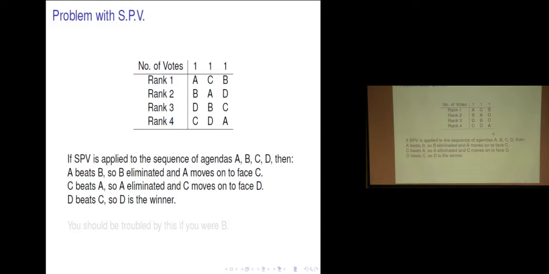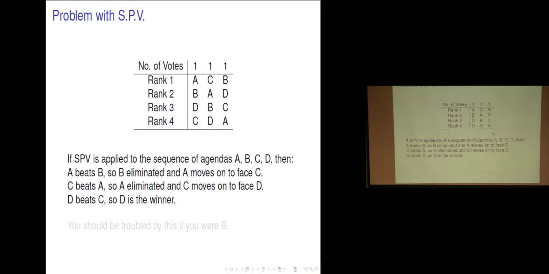So then A beats B. A is above B, so there are 2 votes against 1 vote. So A beats B. So then A is going to play against C. So A plays against C.